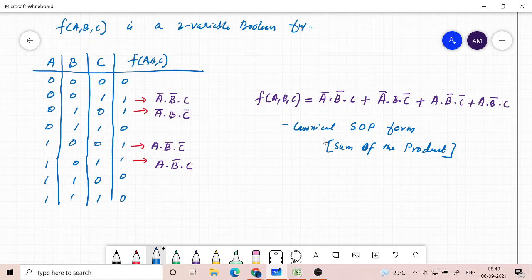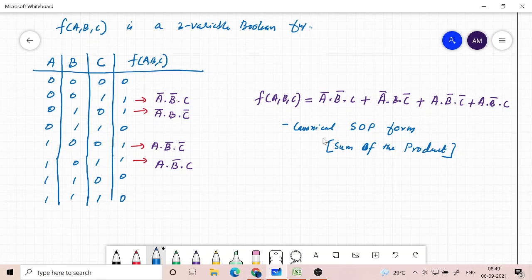So if that is the case, how can we make this representation even more concise? Here we have to write all the 3 literals in each product term, and then we have to sum them up. If the number of ones is larger, then this Boolean expression will also become bigger and bigger.